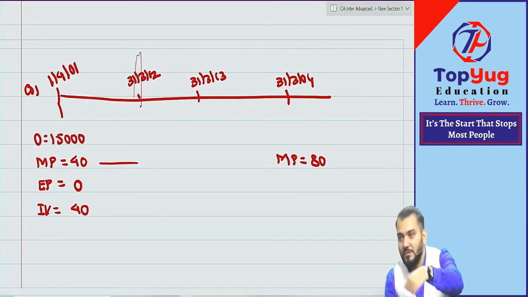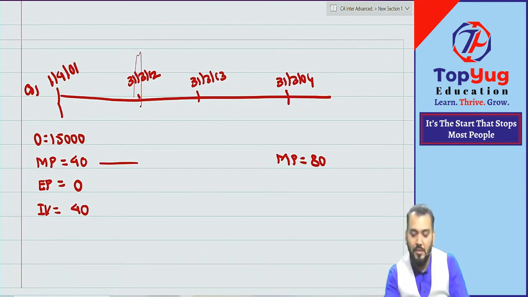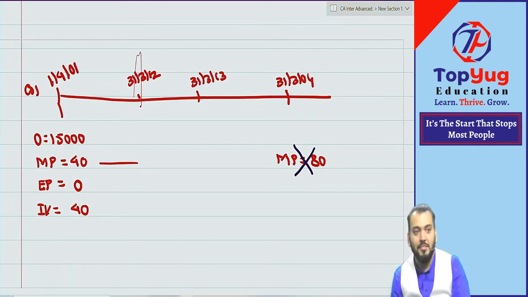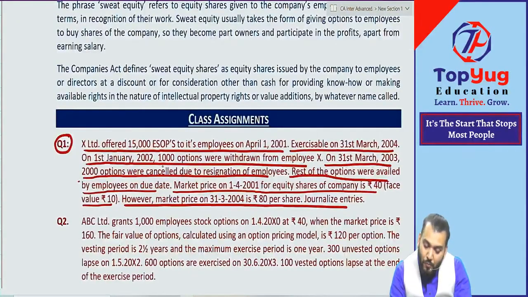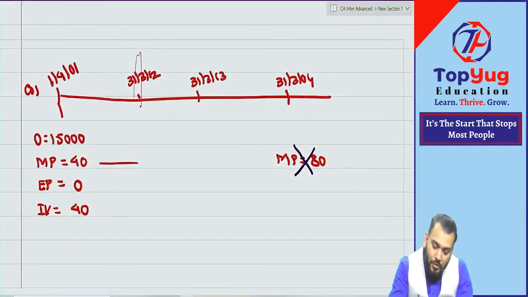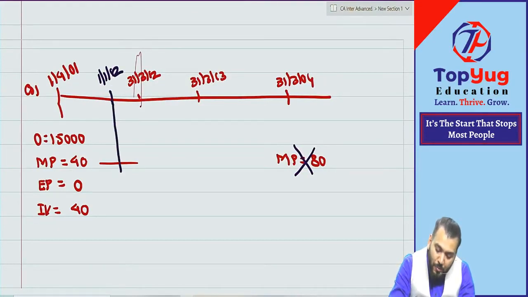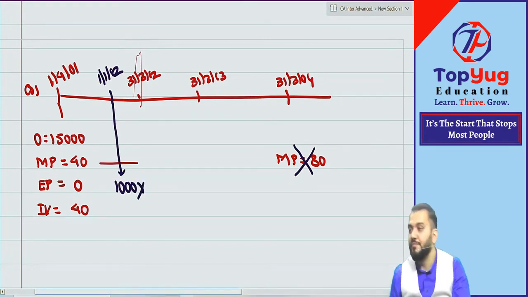Understood? You asked me, sir, give some example. Such irrelevant information should not be taken into consideration. Then they have said some more points. 1000 options were withdrawn on 1st Jan 2002. So 1st Jan will come somewhere here. On this date, how many options were cancelled? 1000 options were cancelled, withdrawn.